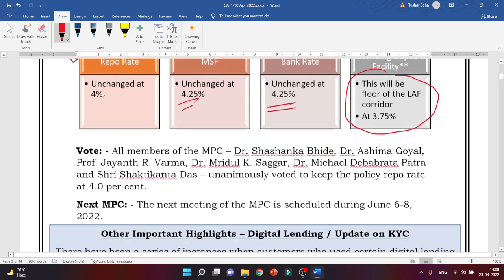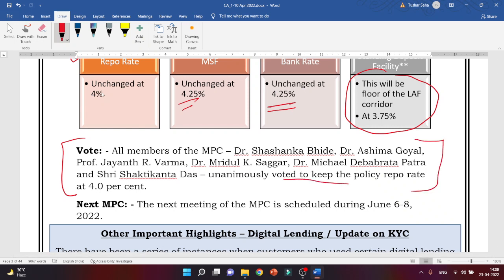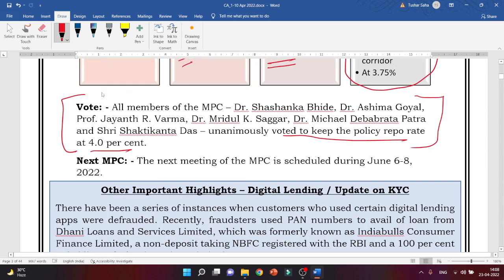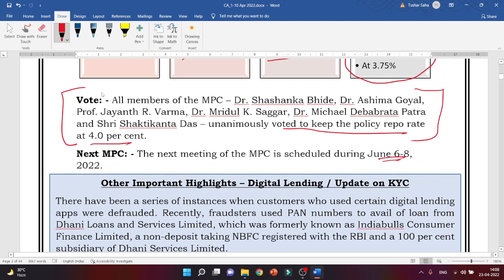So let's see the voting pattern. The voting pattern was unanimous. All the members voted unanimously to keep the policy repo rate at 4%. The next meeting date is June 6 to June 8, 2022. Now there are a few other things that have come across in the monetary policy. What are those? Those are digital lending and an update on KYC.